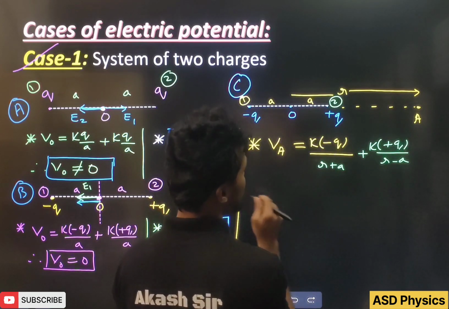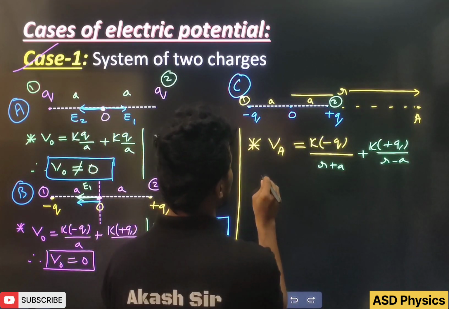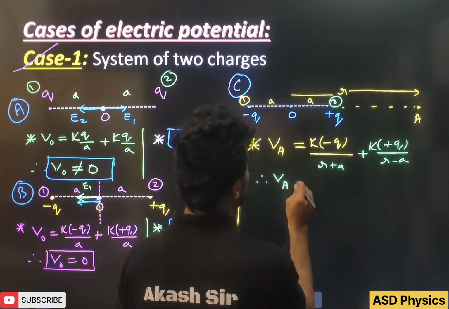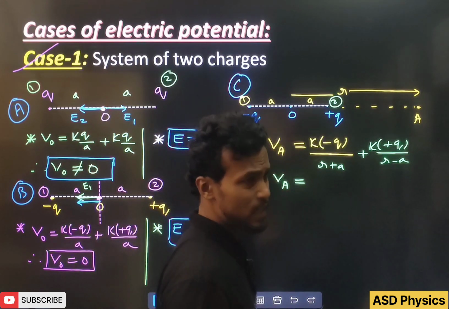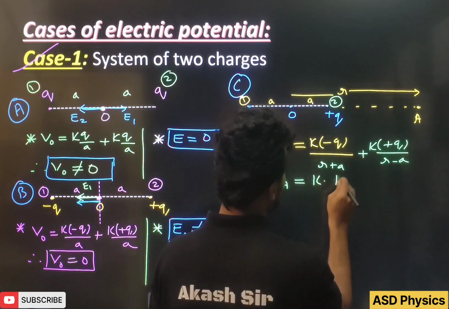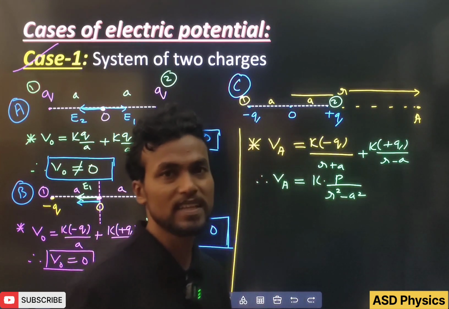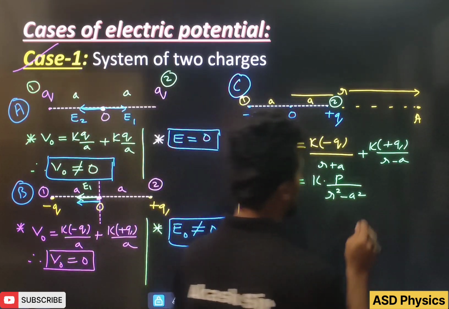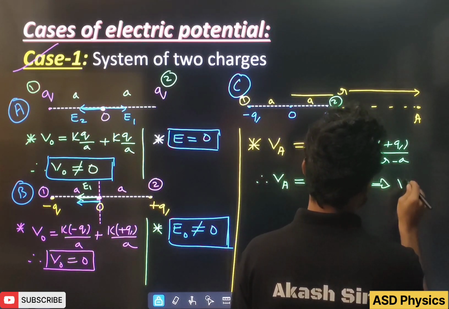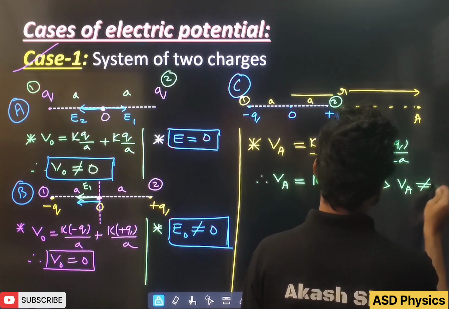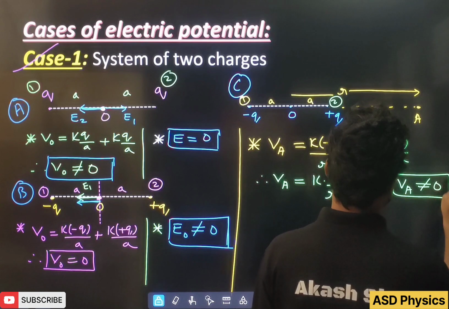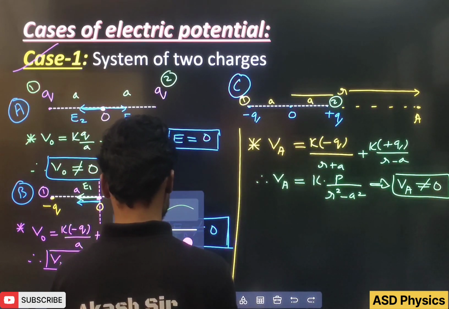So students, when you simplify this, you can simplify and all, but I can tell definitely, potential at point A you have to remember also, but okay, I'm writing here K into P by R square minus A square. P is the dipole moment, P equal to 2AQ. But my main point of concern is that I want to tell you potential at point A is not 0. That we also know very well.